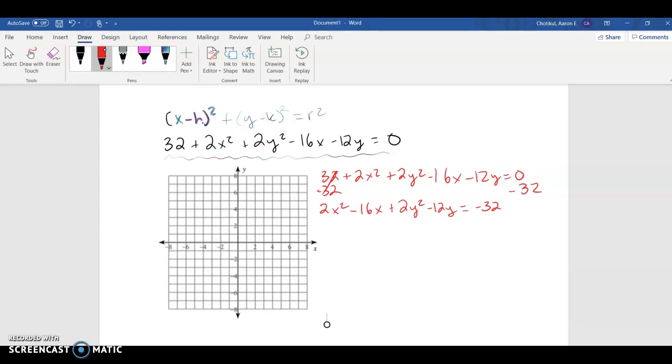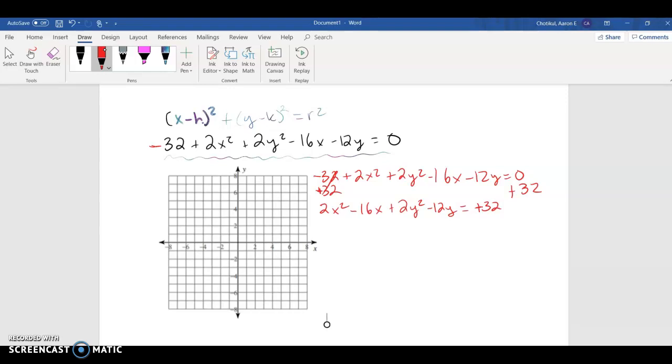You guys all with me so far? Excellent. And in fact, sorry guys, this was supposed to be a negative 32, so we're going to change that to a positive. Sorry about that. I must have forgot to copy that over, now that I'm looking at my notes. Either way, it still looks the same over here, plus 32. All right, cool.